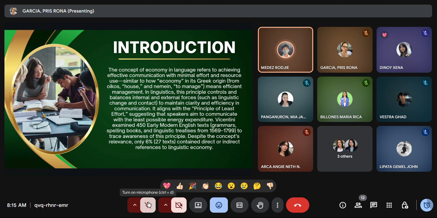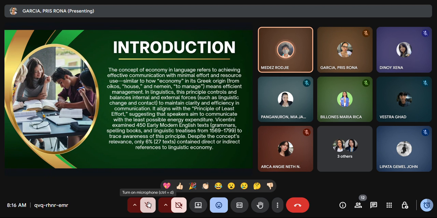So the concept of economy in language refers to achieving effective communication with minimal effort and resource use. Similar to how economy in its Greek origin, from oikos, house, and nemein, to manage, means efficient management. So the word economy comes from the Greek word oikos, meaning house, and nemein, meaning to manage. So in simple terms, it means efficient management when applied to language.